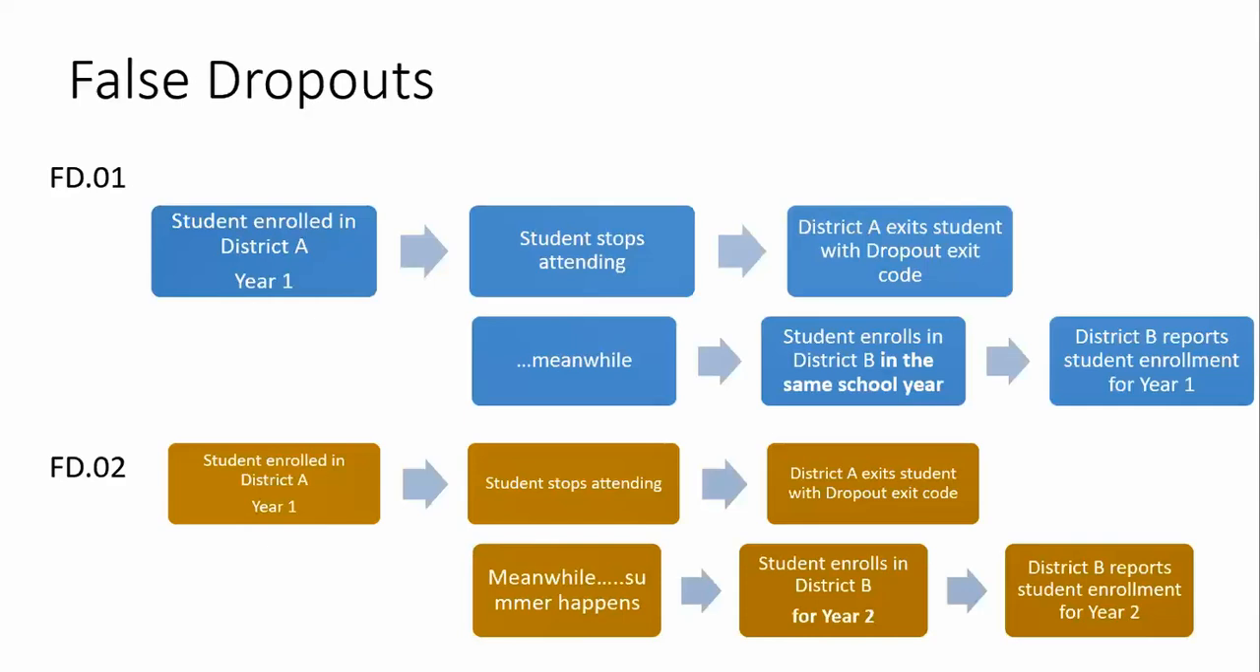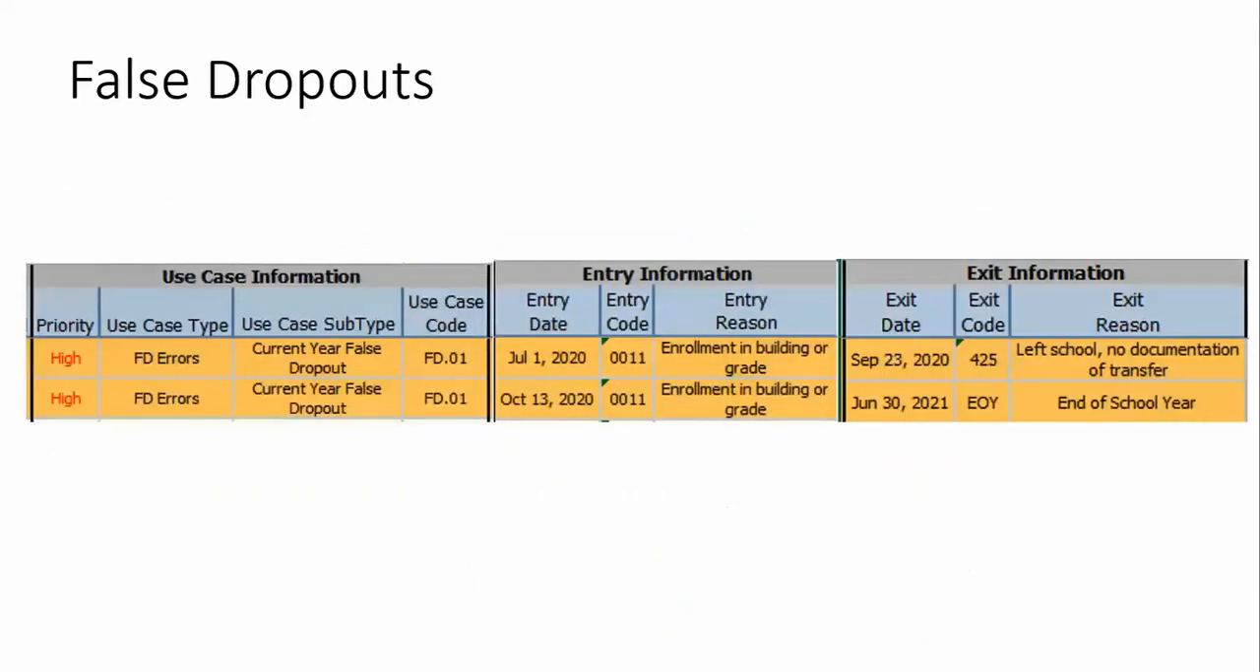And if we go to the next slide and look at the details, in this particular use case type, you will see 2 records for each student. In this particular case, the error occurs within the same school year. What was unique about this, which you can't see, but I will tell you, is this student actually returned to the same district, okay?